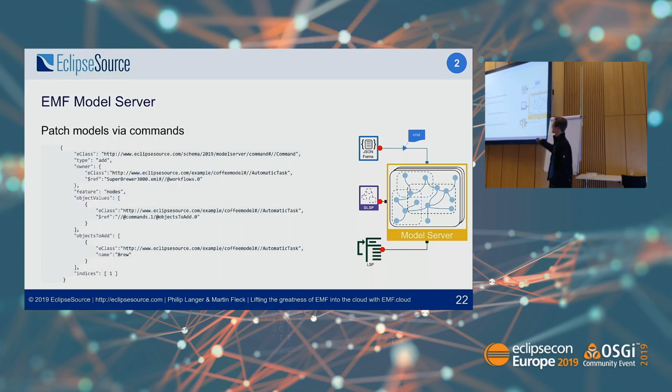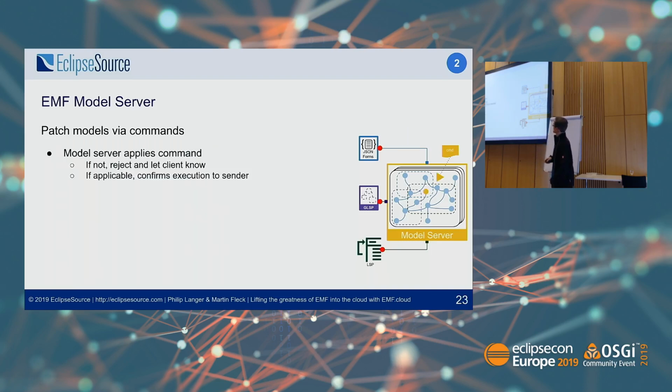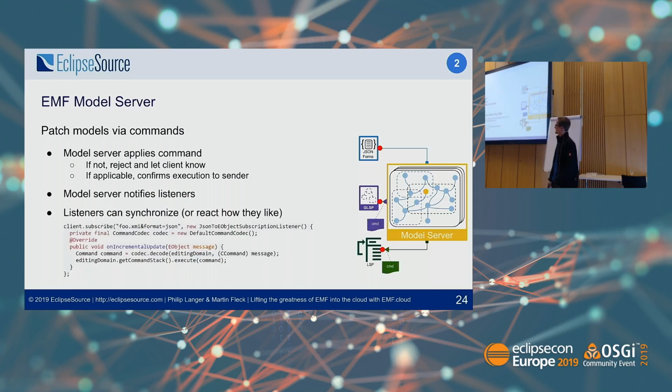When one service wants to patch a model, it sends, depending on the codec that you selected, a description of the command to the server. The server will receive this command and then can actually apply the patch. If the model server decides, okay, I cannot apply this for some reason, because maybe you were outdated and there is an issue applying it, it can reject it and let the client know. But if it is applicable, it will apply it and confirm the execution to the sender. And then in the next step, it will notify all listeners, again by sending them which command has actually been executed.